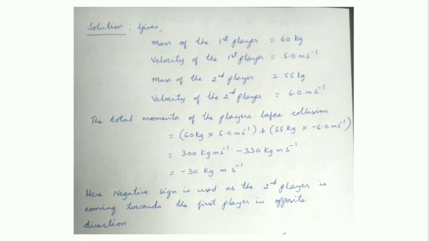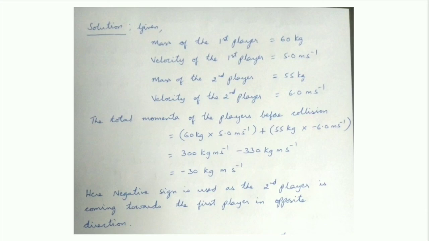For the solution, given here are the mass of the first player equal to 60 kgs, velocity of the first player equal to 5.0 meters per second, mass of the second player is 55 kgs, velocity of the second player is 6.0 meters per second. First, let us find out the total momenta of the players before collision. For this, we use the formula for momentum equal to mass into velocity.